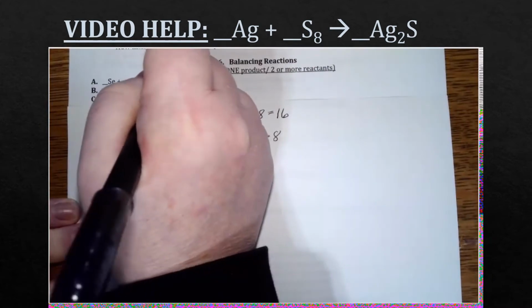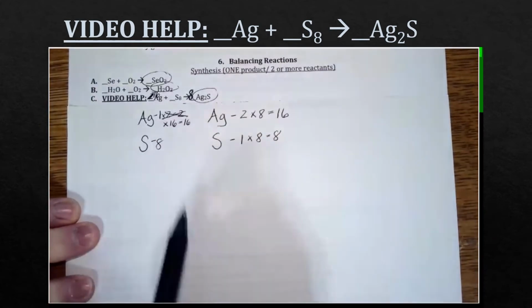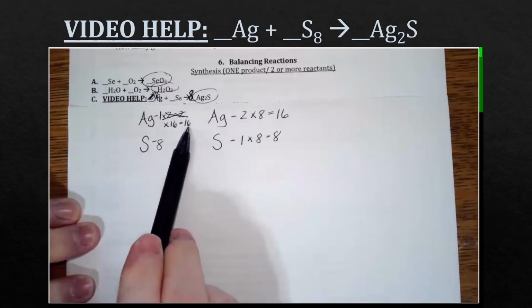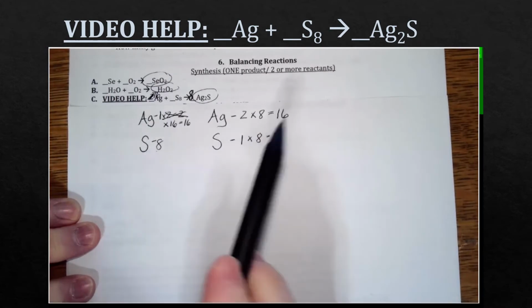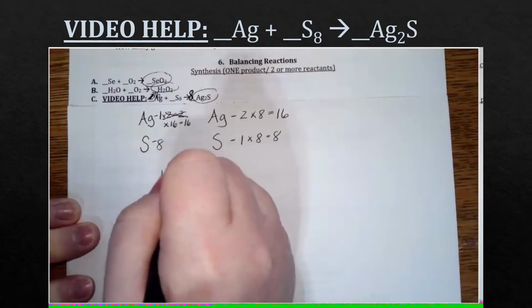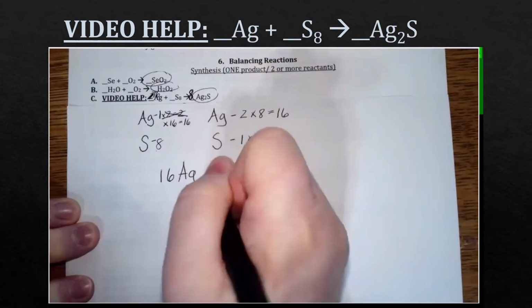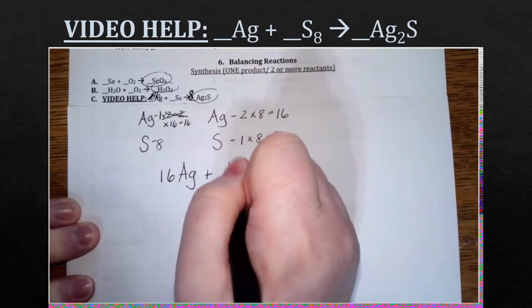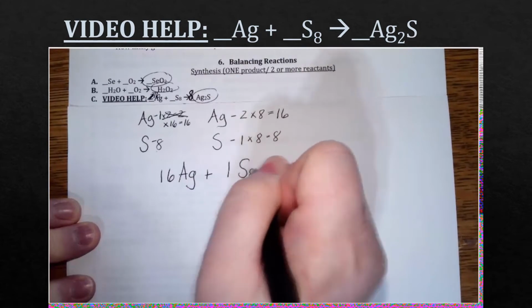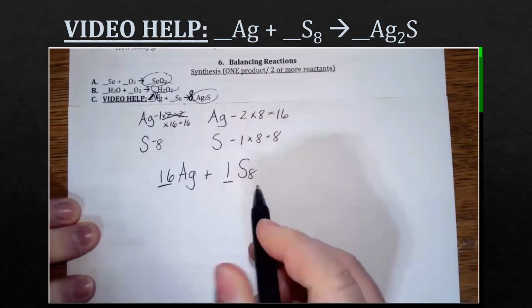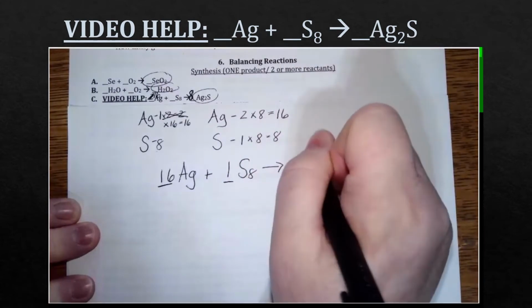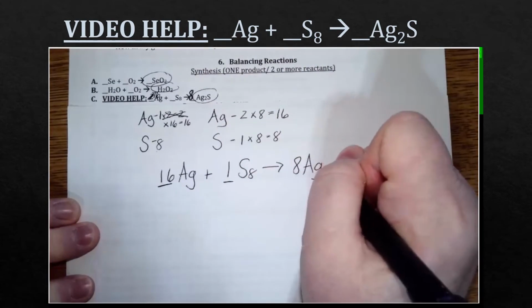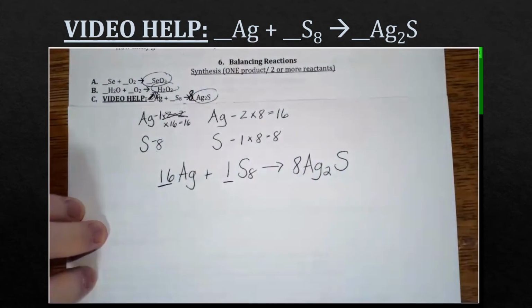So now I have Ag 16 on this side, 16 on this side, 8 on this side, 8 on this side. So correctly it is 16 Ag plus 1 S8. Remember, this is where the blank was. So if the blank stresses you out, you can write the 1. Yields 8 Ag2S. There you go.